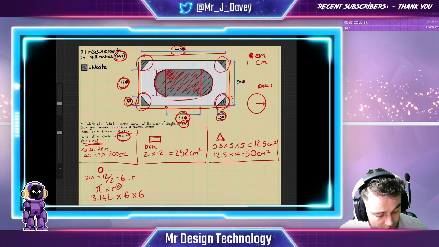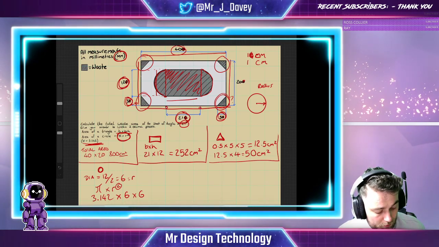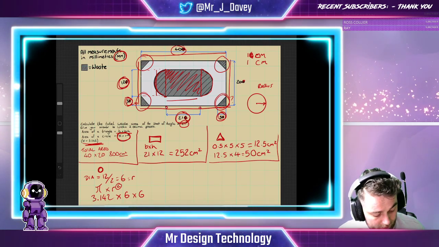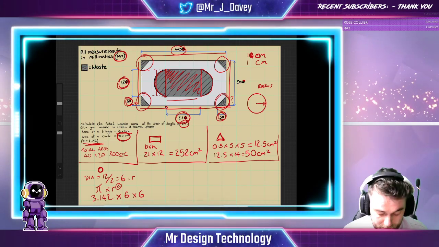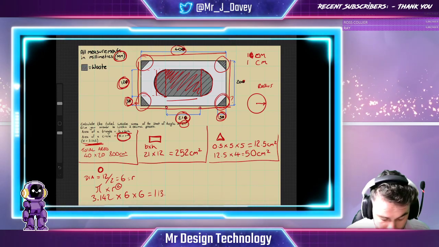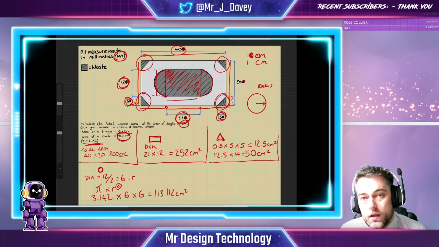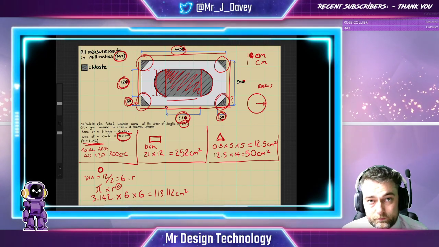So, crunch that into the numbers and be specific. Do it that way. 3.142 times 6 times 6. And that will give me this crazy number, 113.112 centimeters squared. That's the area of our circle.